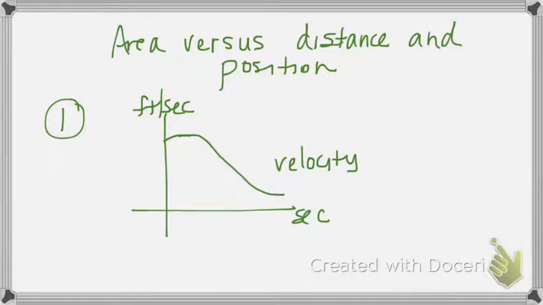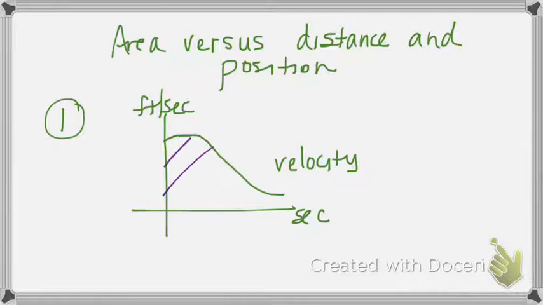Okay, so we're still going to be talking about area underneath the curve, and we're going to talk about Riemann sums and the integrals and all that. It's all the same. But this time I want to put it in terms of the context of something. So here's a graph. The y-axis is represented by velocity in feet per second. The x-axis is represented by seconds.